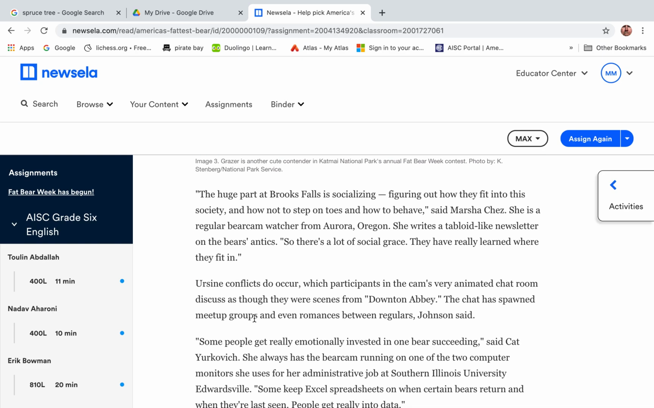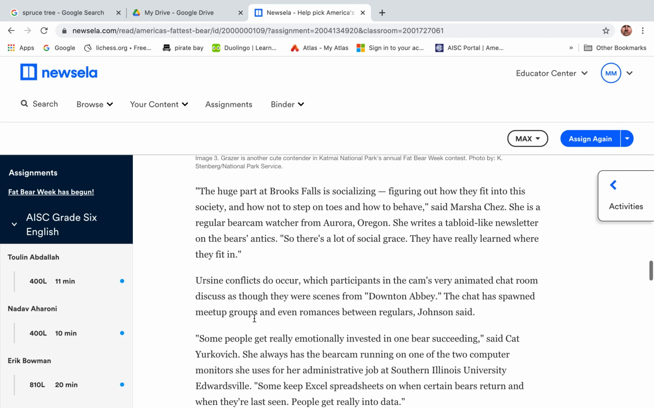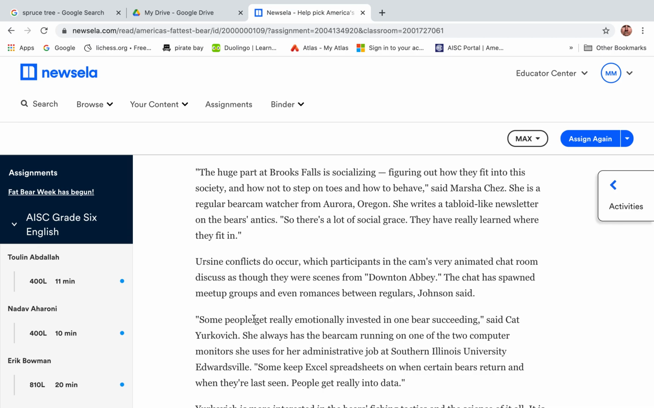Huge part of Brooks is socializing, figuring out how they fit into this society and how not to step on the toes and how to behave, says Marcia Ches. She's a regular BearCam watcher from Aurora, Oregon. She writes a tabloid-like newsletter on the bears' antics. So there's a lot of social grace. Okay, we've all read this before, right? I mean, we read this in class before break, so I don't want to go through the whole thing.